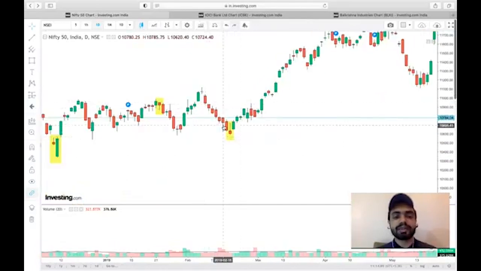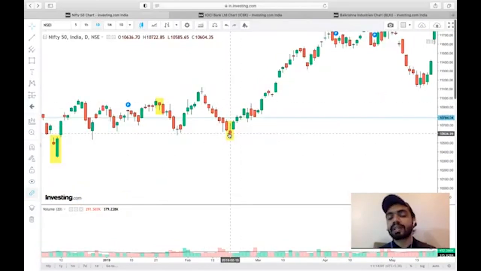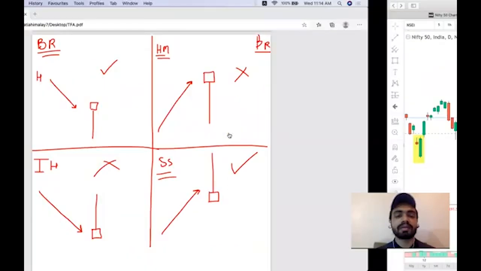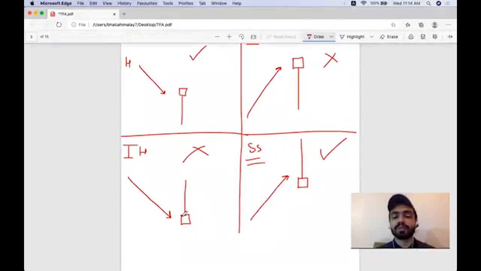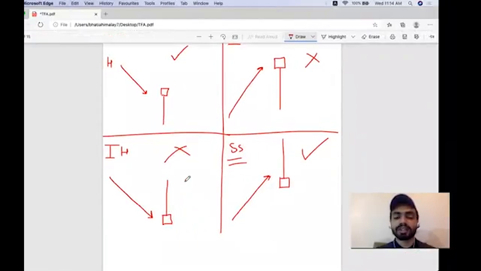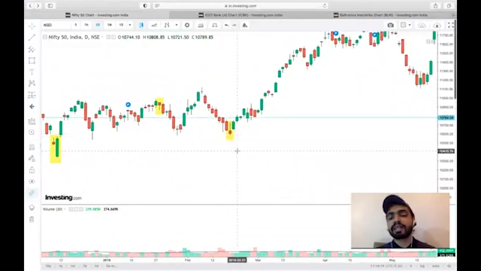There's an existing downtrend. In this case, now there is an inverted hammer. Why is there an inverted hammer? Because it looks like that, wherein we have a small body with a large upper shadow. So my first criteria is fulfilled. Let's talk about the second criteria. The upper shadow should be at least twice the length of the body. So that is also getting fulfilled. Perfect. Let's talk about the third criteria.